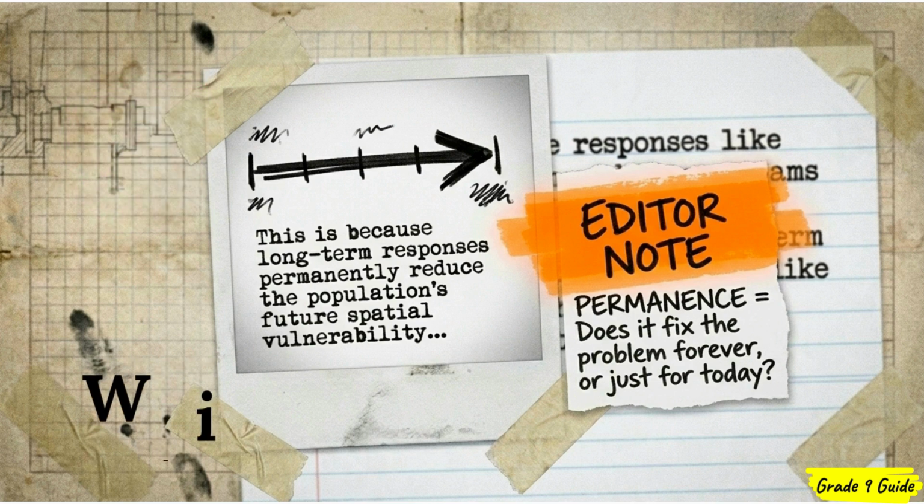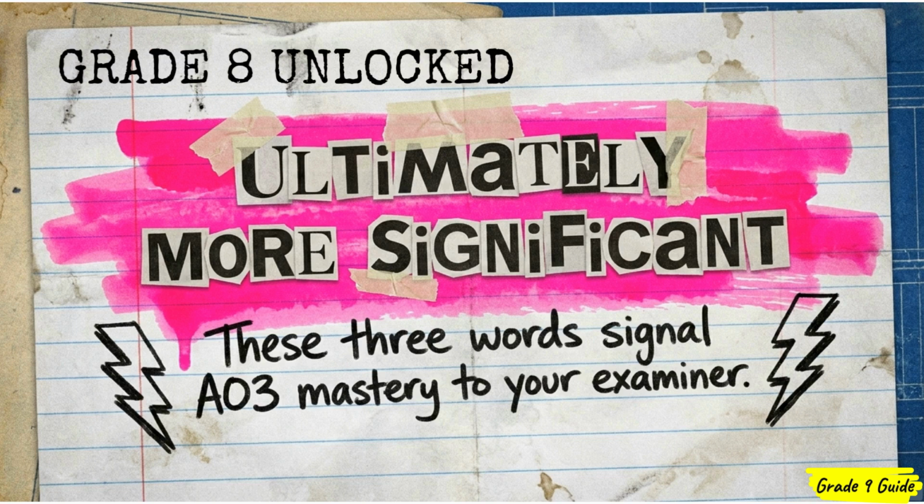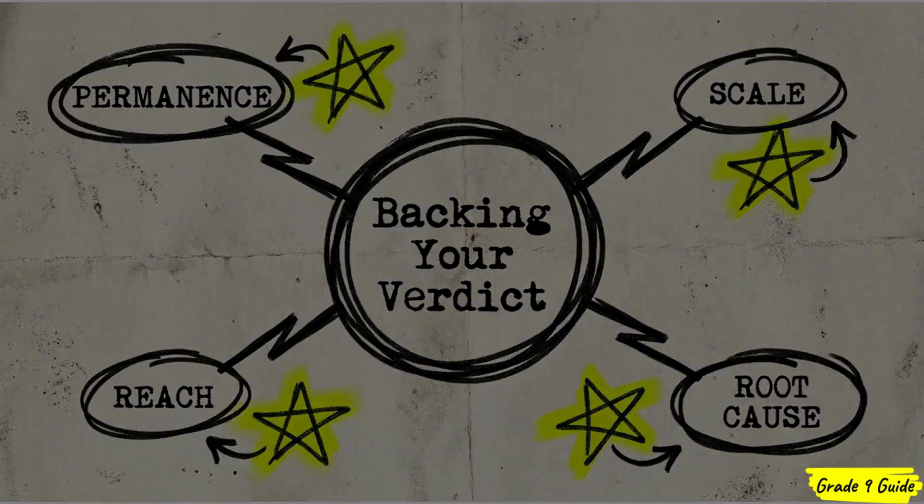The word whilst is where the grade jumps. That is the exact moment evaluation begins. That paragraph explicitly pitched one factor against the other and produced a verdict based on permanence and scale. This is how you apply ultimately more significant to any topic. These 3 words unlock grade 8. Ultimately more significant. When you write those 3 words and back them with a geographical reason, permanence, scale, reach, root cause, you are signaling AO3 mastery directly to your examiner.